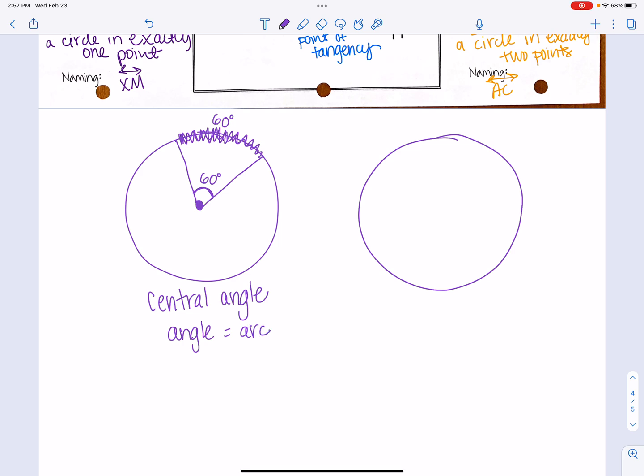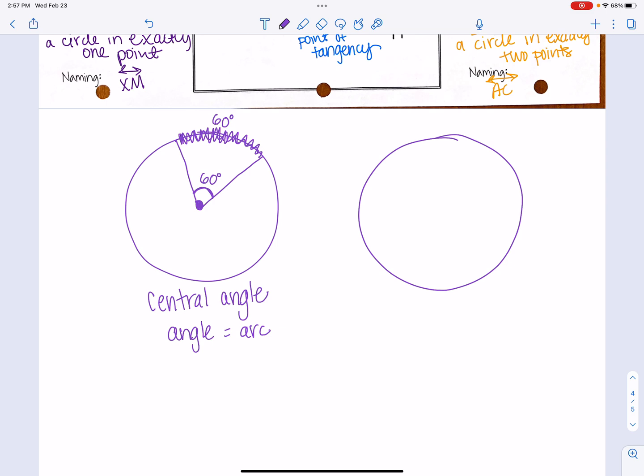Now, if you think about a clock, if I ask you to go from 12 o'clock to 3 o'clock, you're going 90 degrees. And if the hands of the clock were at the 12 and the 3, it would also make a 90-degree angle. So that should make sense about how that's working out.